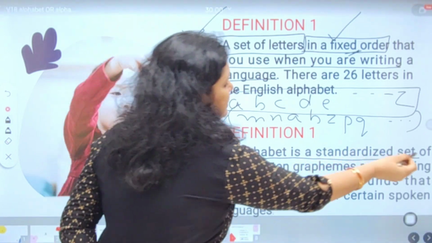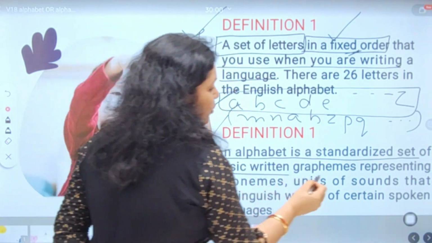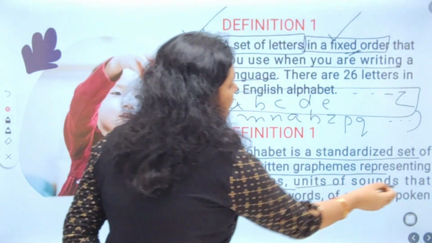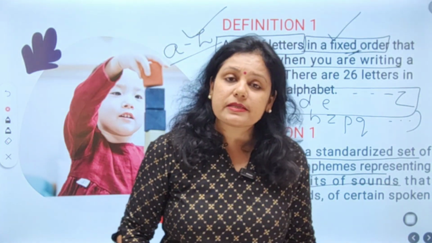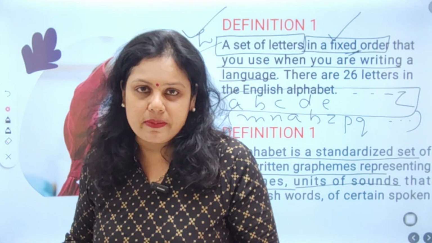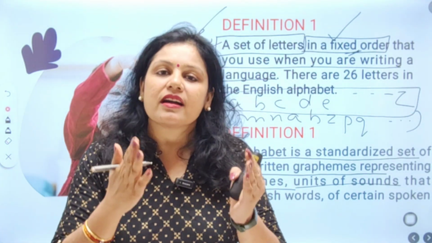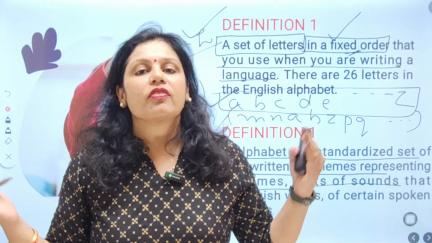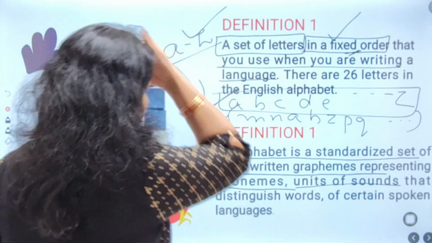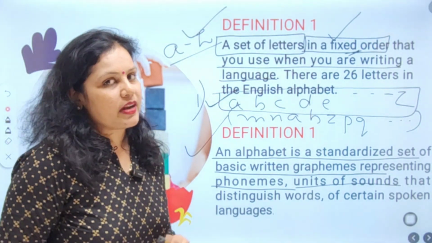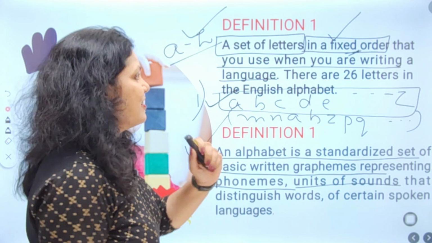But somewhere you will also find that alphabet is a standardized set of basic written graphemes. They may be in any other order, right? That is what you use when you are writing a language. Similarly, an alphabet is a standardized set of basic written graphemes representing the phonemes, those are the units of sounds. It means we have the sounds, phonemes, for which we write graphemes. So the basic grapheme set, not in a particular order, is also known as the alphabet. So that is what we need to understand as far as the alphabet is concerned.